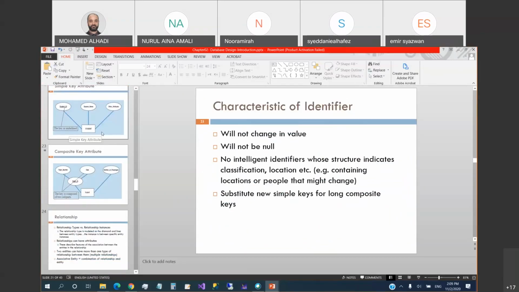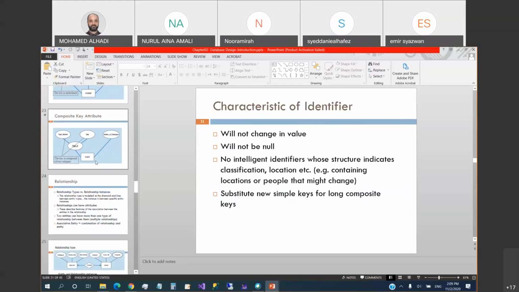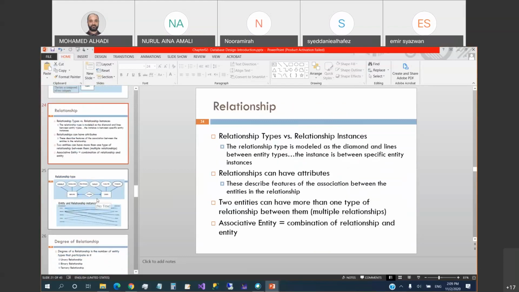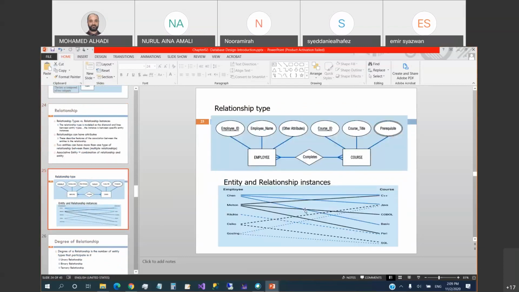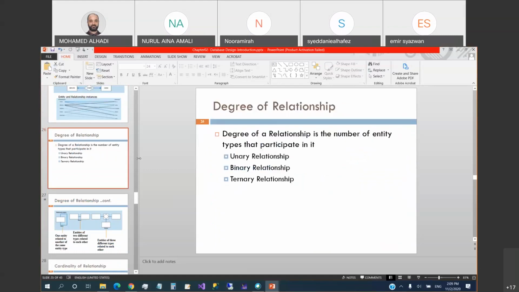After that, we learned about the simple key attribute and the composite key attribute. We also learned about relationship types and instances, and the associative entity. We took some examples of entity and relationship instances. Also, we learned about the degree of relationship, which is unary, binary, and ternary. Unary means between a table and itself, binary between two tables, and ternary among more than two tables.